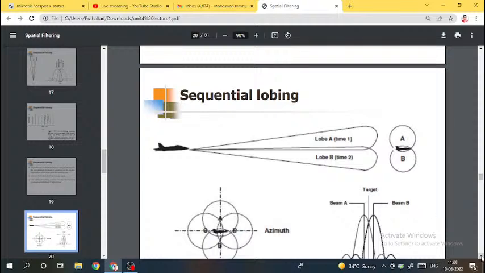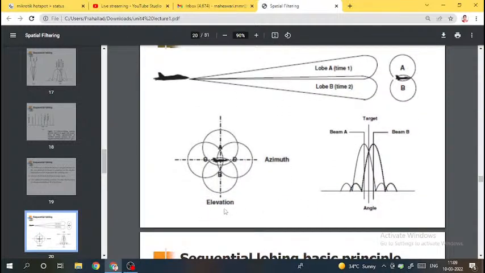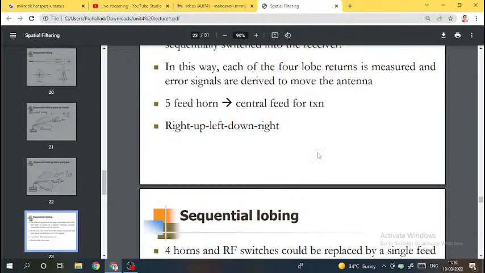Now if you take another angle, 2-dimensional, that is elevation and azimuth, 2 angles, then you can have 4 positions: right, left, up, down. So actually this switching will be in a circular process: right, up, left, down, right, up, left, down. This process will be continuously changing, and the angle error will be obtained, and based upon the angle error the servo motor can be changed.